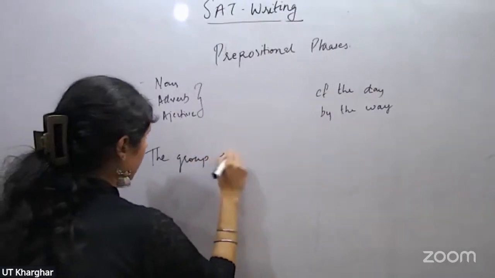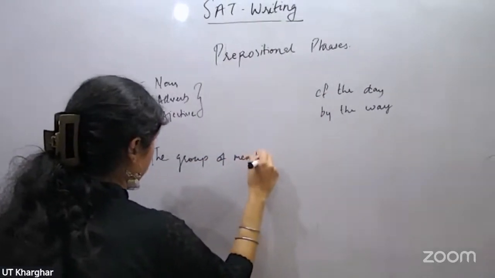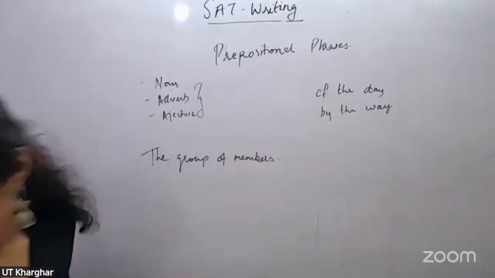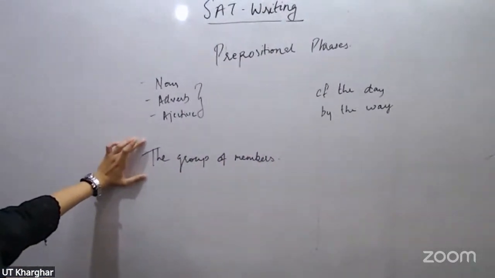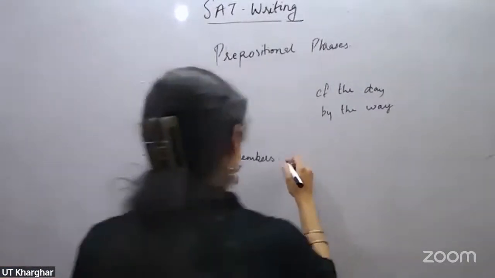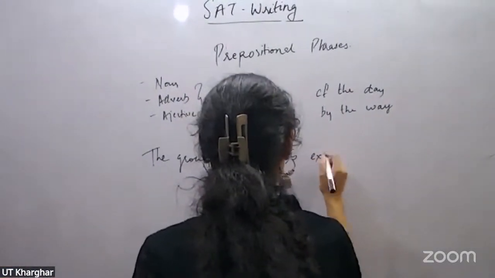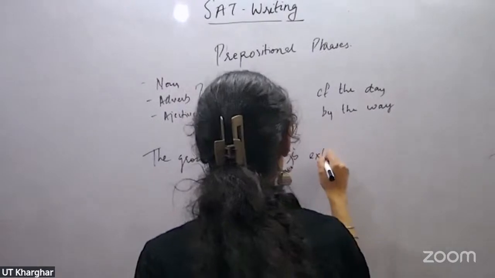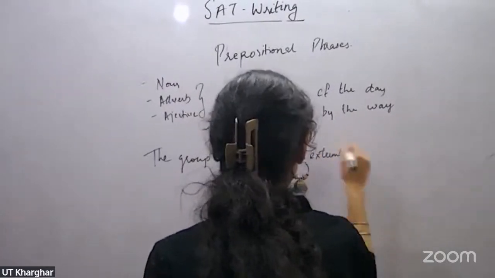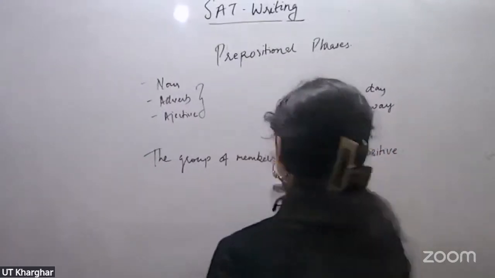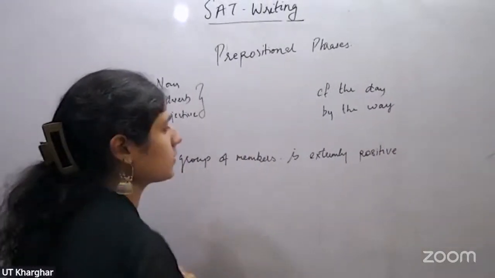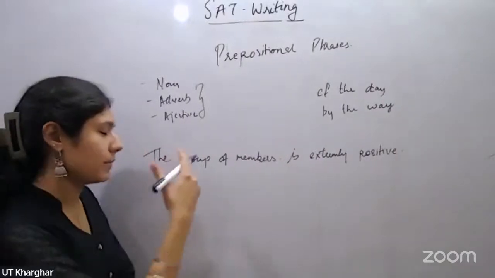The group of members. So this is actually a prepositional phrase. The group of members is extremely positive. Okay, so here we have a group of members who might have a positive mentality.